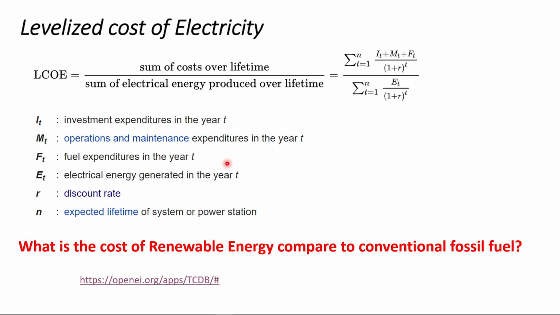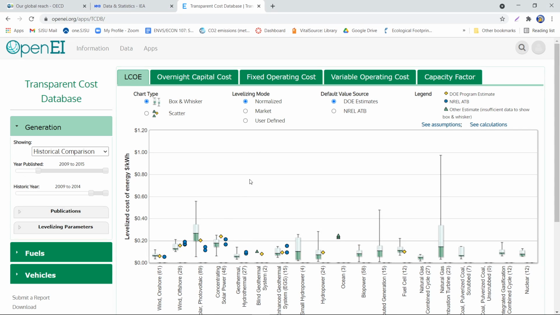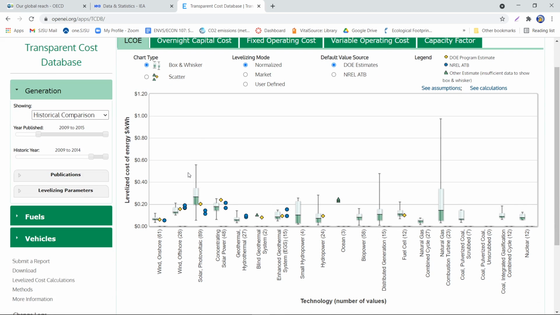So what is the actual cost? Here is a website, and the link is here. Let's take a look. This is a sample from the Department of Energy, and they look at different types of fuel. The numbers in parentheses are the sample size.